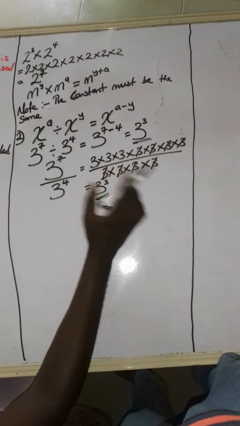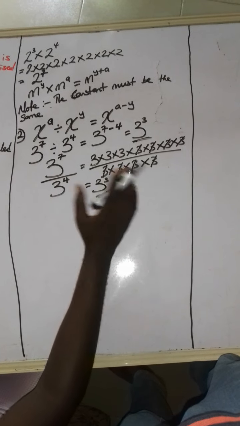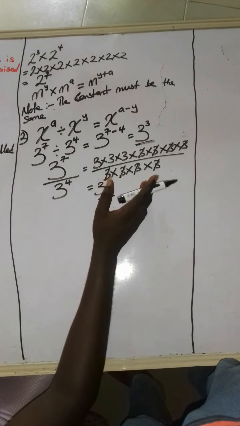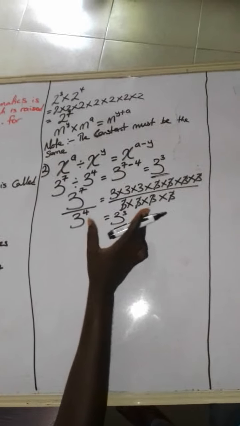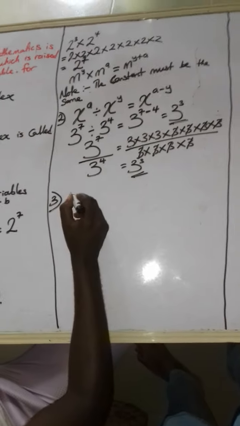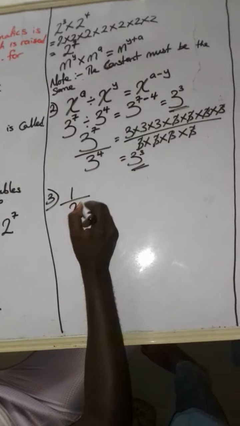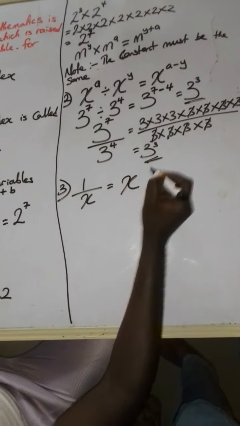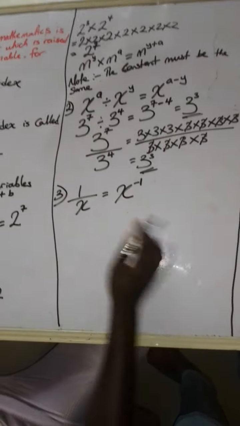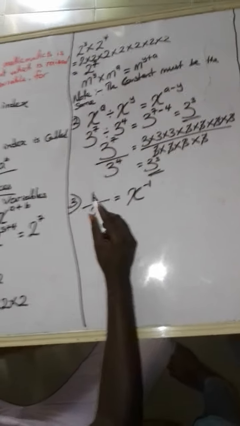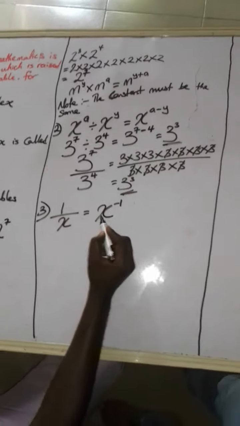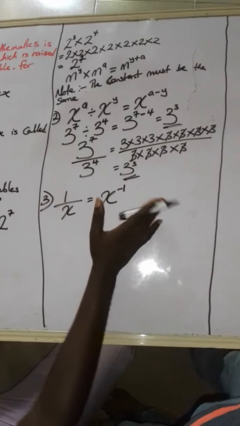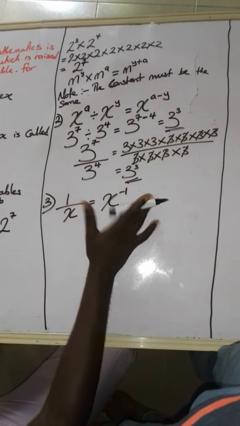Now I'm going to end this before doing some calculations which will involve the multiplication and division. I'm going to add one more law to it, and the law is, when you have 1 over x, it is the same as x raised to the power minus 1. That is, 1 over x is the same as x raised to the power minus 1. And how do we go about this? How can this law be proven?